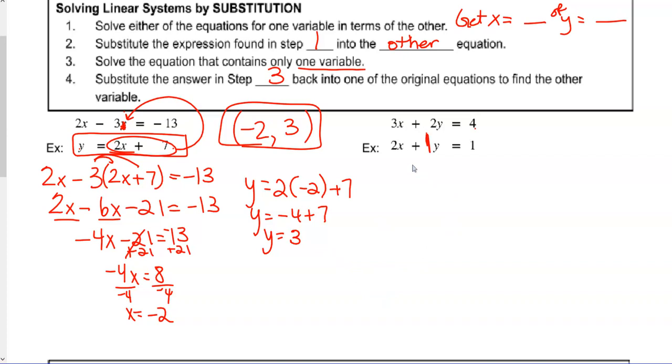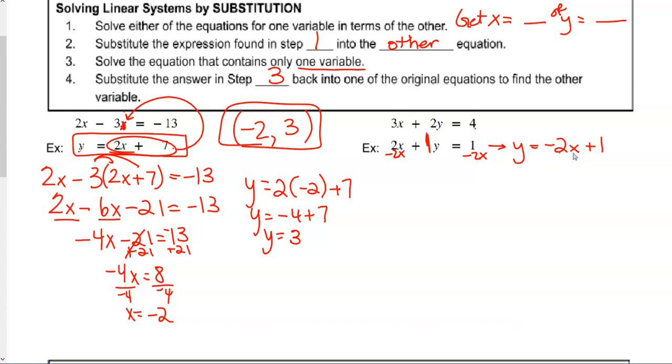The reason being is because now if I want to move this 2x over, there's no number I have to divide by, creating fractions that become nasty. So I'm going to subtract 2x from both sides, and what I get is y is equal to, now you can put 1 minus 2x if you want. I'm just so used to putting the x coming first, I'm going to write that as negative 2x plus 1. Okay, so there's my y equals in step 1.